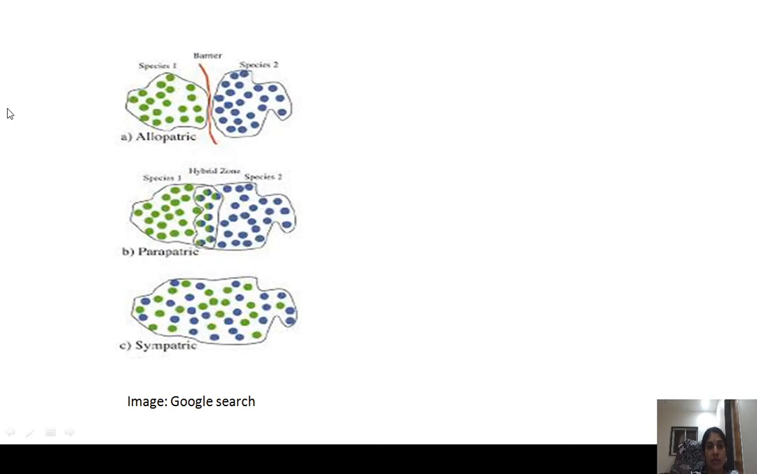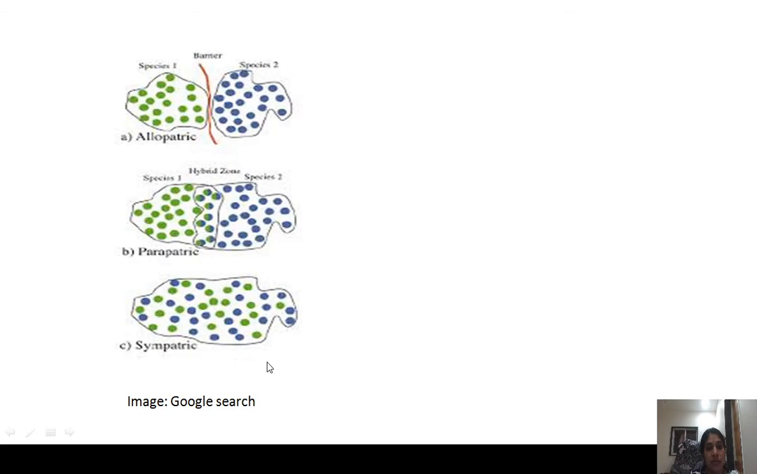This diagram shows species 1 and species 2 separated because of a geographical barrier. This type of isolation is known as allopatric speciation. Again, you can see here sympatric speciation. So what is sympatric speciation? Species that evolve in the same geographical area is known as sympatric speciation. An example is the hawthorn fly. You can see here the green one is species 1 and the blue one is species 2. Species 1 and species 2 live in the same area without geographical isolation, but the species are still reproductively isolated.